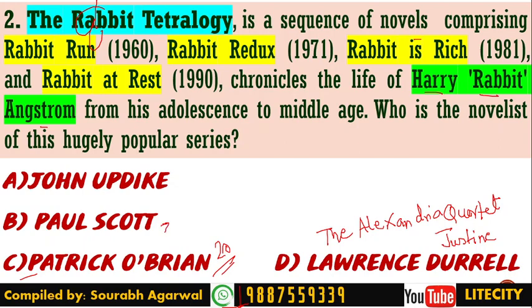Paul Scott, you must have heard his name. Paul Scott is the writer of the Raj Quartet, once again a series of 4 novels which record the encounter between East and West through the experience of a dozen people caught up in the upheavals of the Second World War. And the right answer is John Updike, the American writer who has written this famous Rabbit Tetralogy.